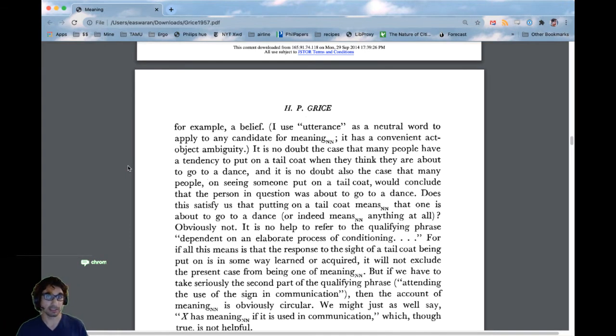So I use utterance here as a neutral word to apply to any candidate for meaning. It has a convenient act-object ambiguity. So that is, the rings of the bell are going to count as an utterance. And again, when he says the act-object ambiguity, the act of ringing the bell is an act of uttering, but the rings of the bell themselves are also an utterance. Similarly, my act of saying words is an utterance, but the words themselves are an utterance as well. And again, not the words really, we should think the concrete sounds coming out of my mouth. The words exist eternally and are not produced by me, but the sounds produced by my mouth are the utterance.